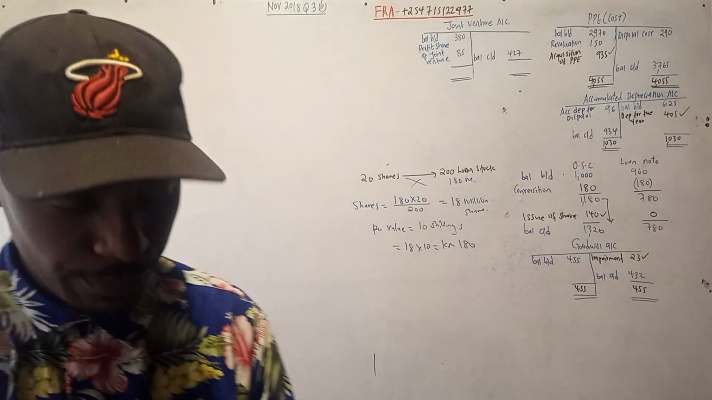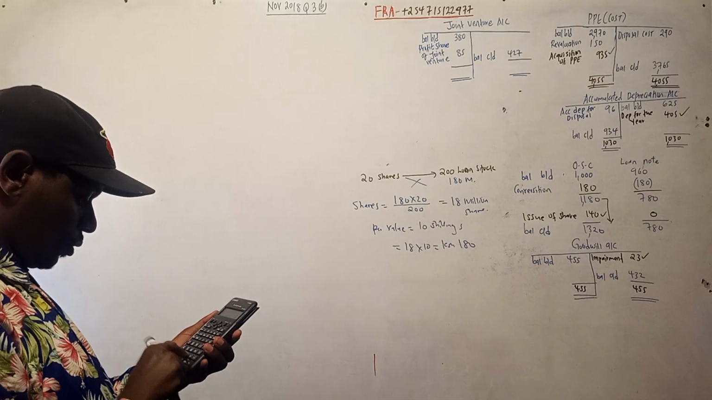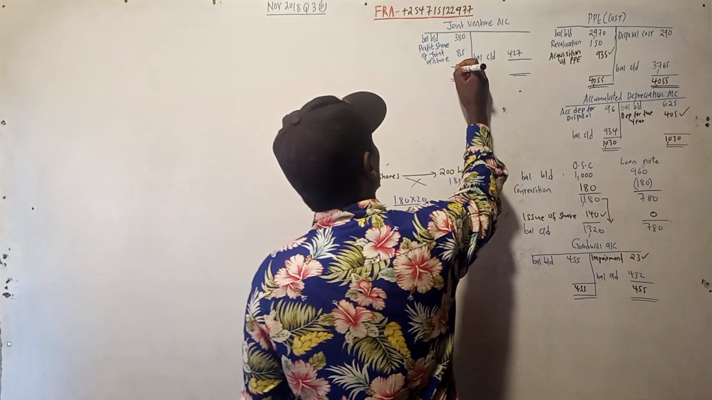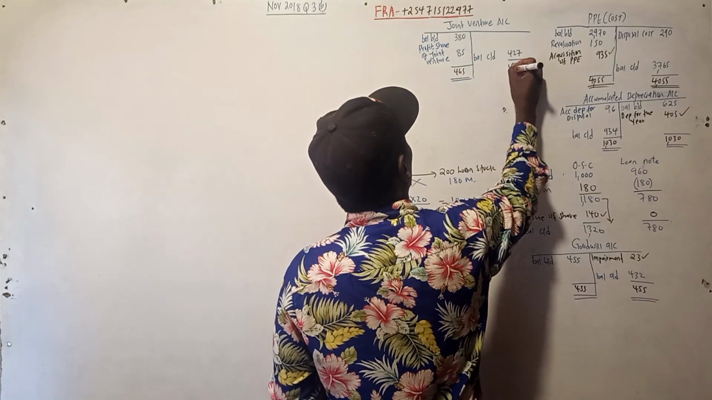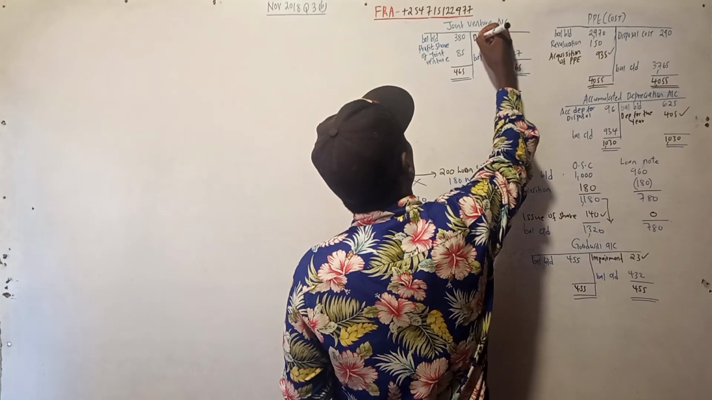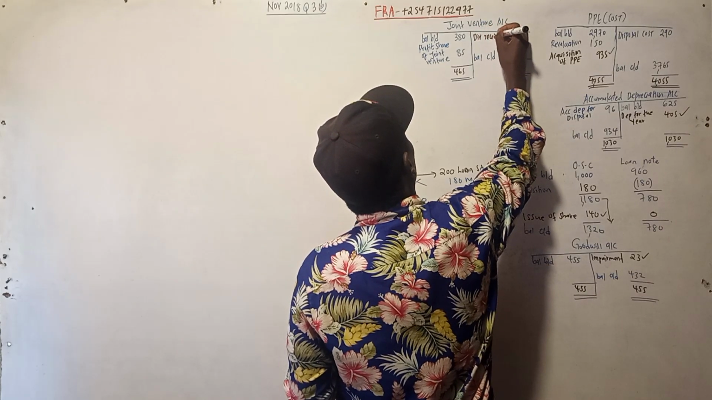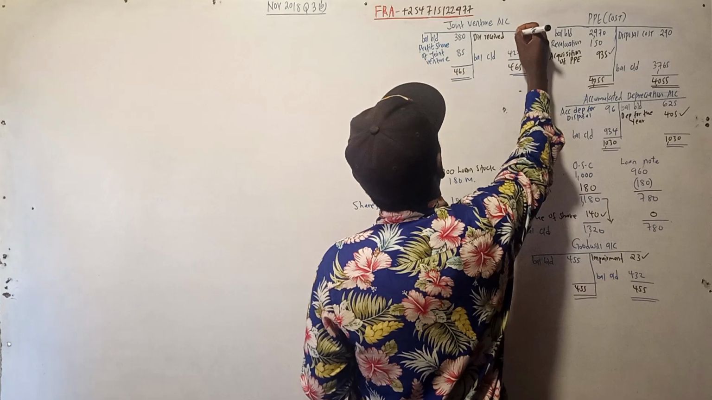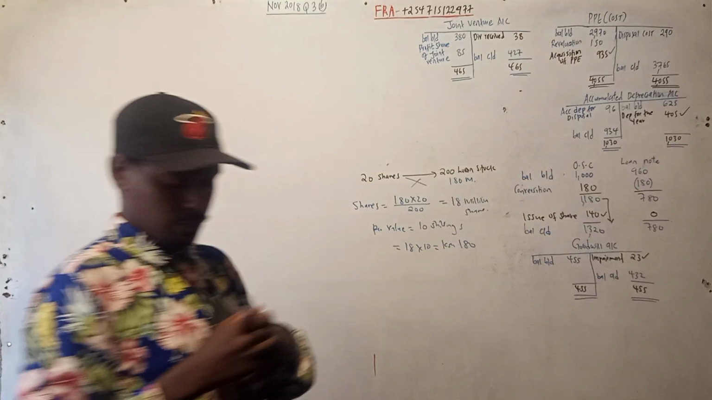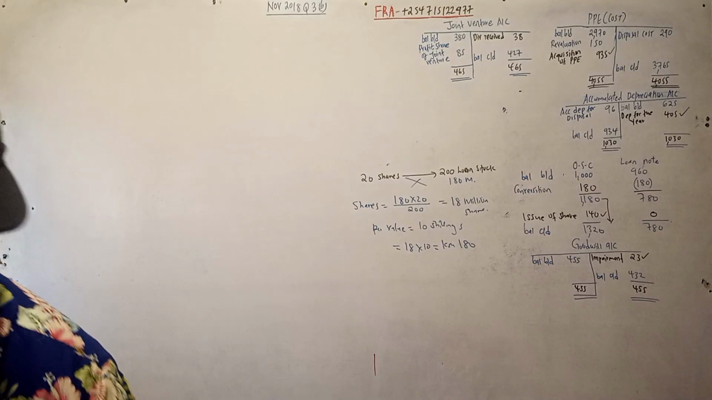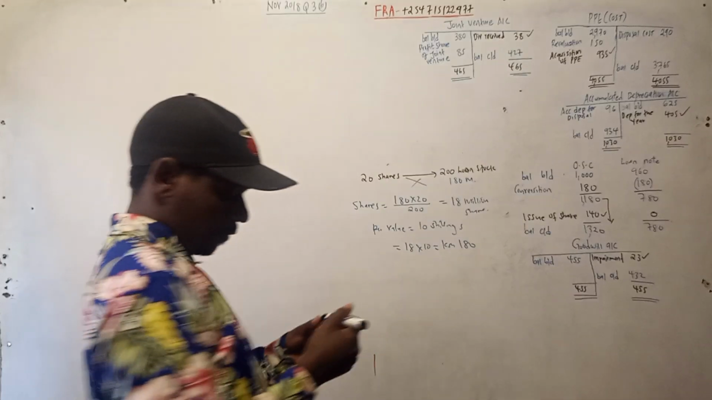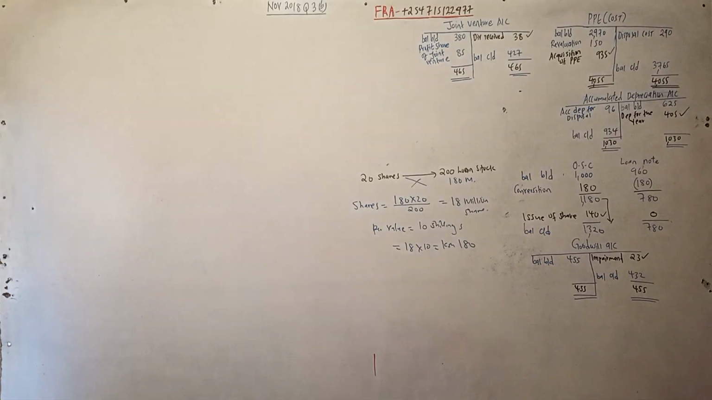So the balancing figure will be the dividend received. So 380 plus 85, that is 465. Then 465 minus 427 is 38. So that will be 38. That one is the balancing figure, the dividend received. Let us see if we have any other item.